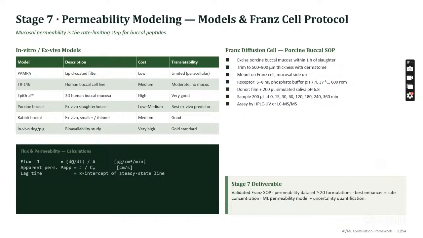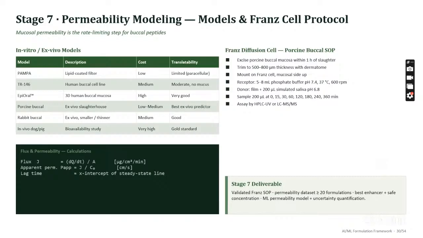So PAMPA, liquid coated filter, TR146. This is a human buccal cell line. These are cancer cells. Normally, there are synthetic, permeable systems, in vitro, ex vivo, in vivo, and the cell lines will be primary cells and secondary cells, for example Caco-2 and this TR146 cells. These are the cancer cells. So these also, the transfer experiment has to be done: how my drug will behave in TR146 cells before going to the human clinical trials.